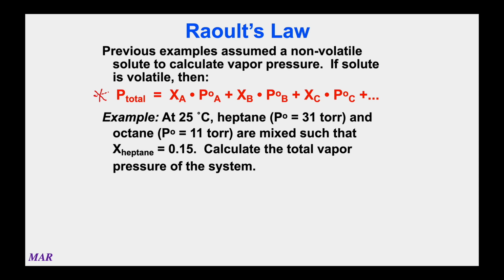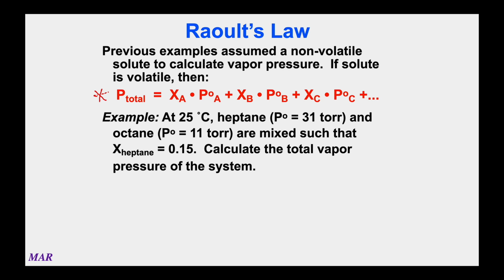Heptane and octane are both essentially fuels. And octane, which is essentially gasoline, is a liquid. Heptane is also a liquid. So those are the P0 values, the vapor pressures for pure heptane and for pure octane. And let's say that we mix heptane and octane together such that the mole fraction of the heptane is 0.15. We can use this information to calculate the total vapor pressure of the system.